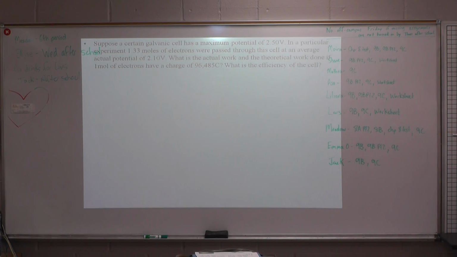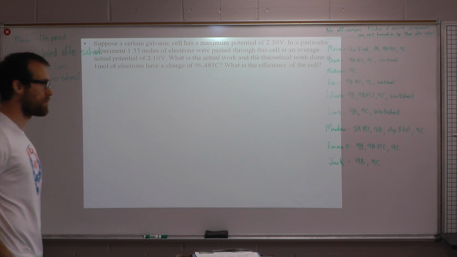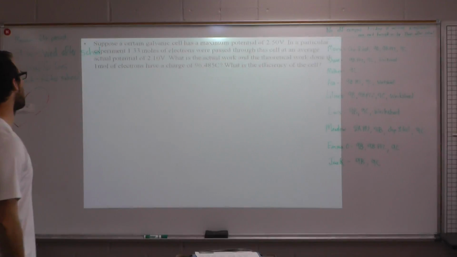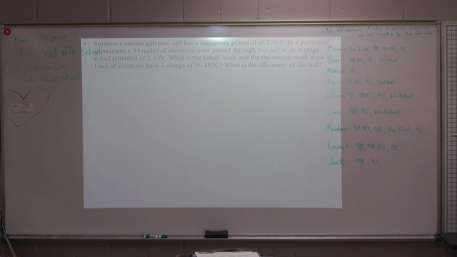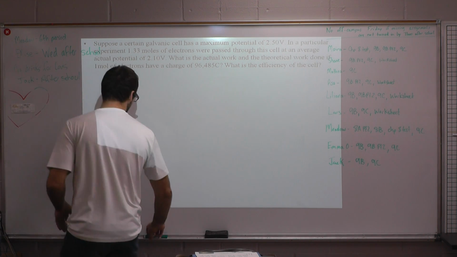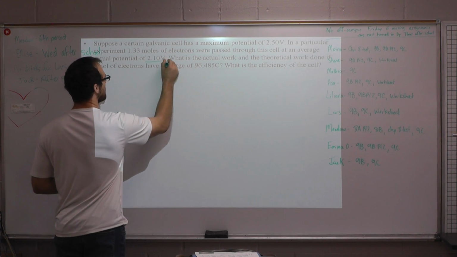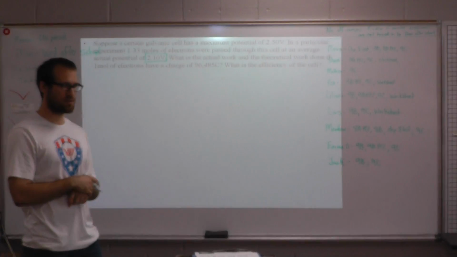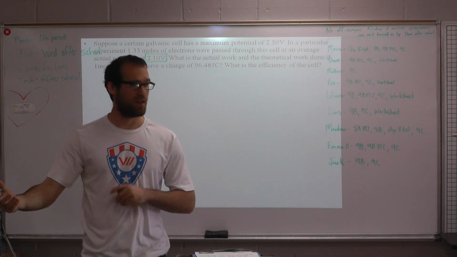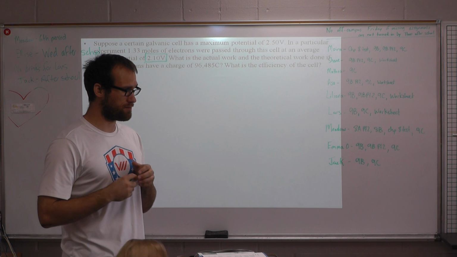So it says suppose a certain cell has a maximum potential. So that is assuming that no friction, no energy is lost. That's what our cell potential would give us. Okay? In a particular experiment, 1.33 moles of electrons are passed through this cell at an average actual potential of 2.1. So what they're saying is, due to the resistance of the wire and other things, this is what we actually get for a potential difference. In theory, we should have gotten 2.5, but in actuality, we only got 2.1.